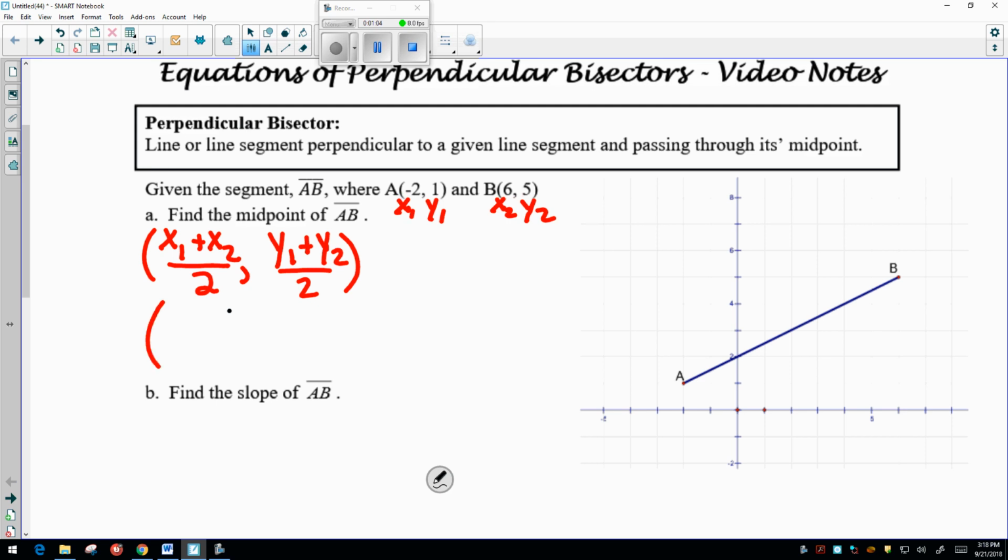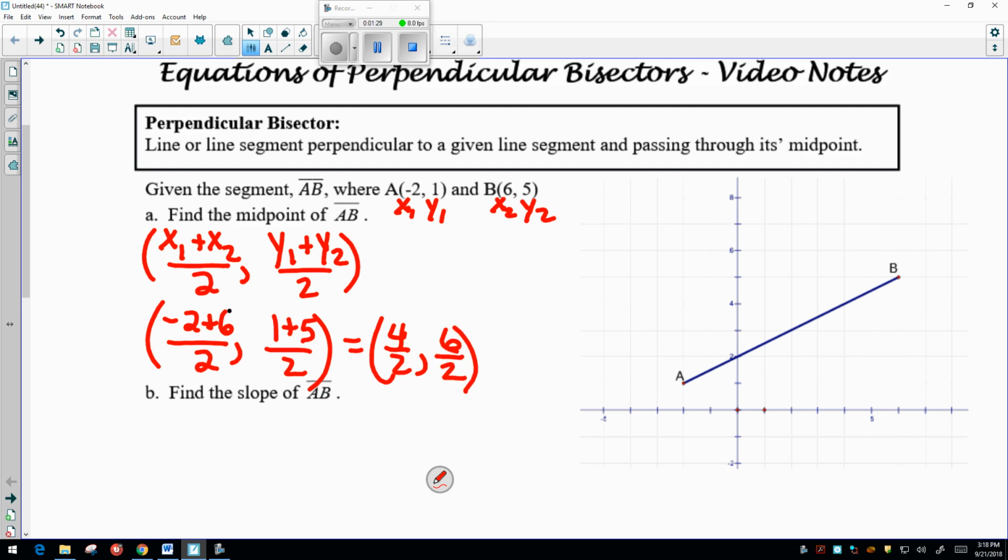Plugging it into our formula, we have -2 plus 6, divided by 2. And for our y values, we have 1 plus 5, divided by 2. Now, if we combine this, -2 and +6 gives us 4 over 2. 1 plus 5 gives us 6 over 2. And when we reduce this, we find our midpoint is (2, 3). If we plot this on our line, go over 2, up 3, it should visually make sense that it's in the middle of AB.